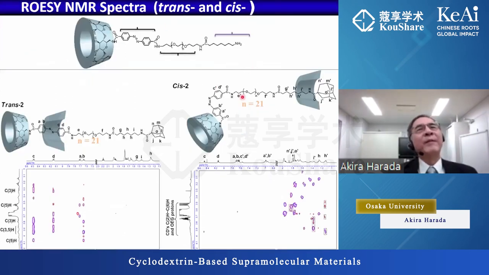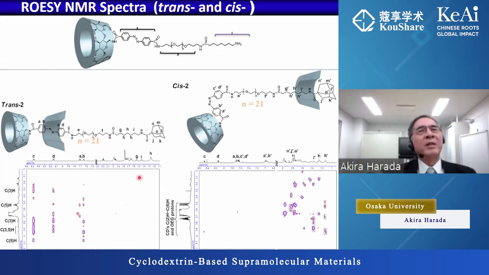So we have prepared this compound, and the azobenzene group was attached to a single alpha-cyclodextrin ring with some linker groups right here, some linker group here. In this case, this molecule forms the C2 daisy chain spontaneously in water by host-guest interaction, non-covalent bonds.